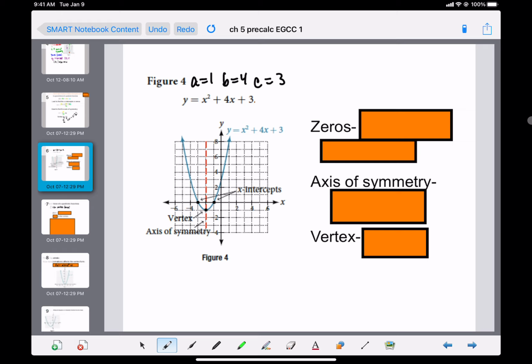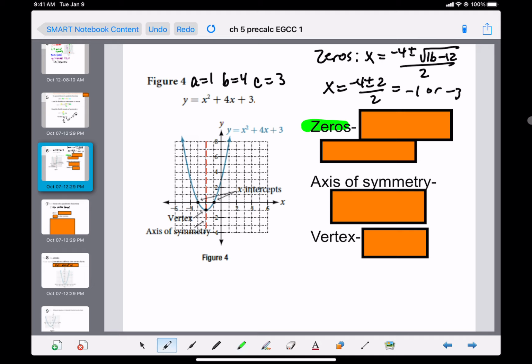Our zeros, we know that we can find them using the quadratic formula. So let's practice using the quadratic formula. It's going to be negative b plus or minus the square root of b squared minus 4 times a times c, 4 times 1 times 3 is 12. And then 2a is just 2. And that's negative 4 plus or minus the square root of 4, which is 2, divided by 2. Now, if we do it two ways, negative 4 plus 2 is negative 2, divided by 2 is negative 1. I just don't have a lot of room to show those steps. Negative 4 minus 2 is negative 6. Negative 6 divided by 2 is negative 3. We can see those on the graph. Right here, our x-intercepts occur at negative 1 and negative 3.